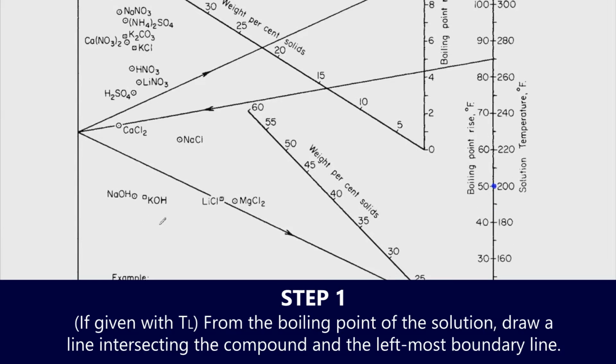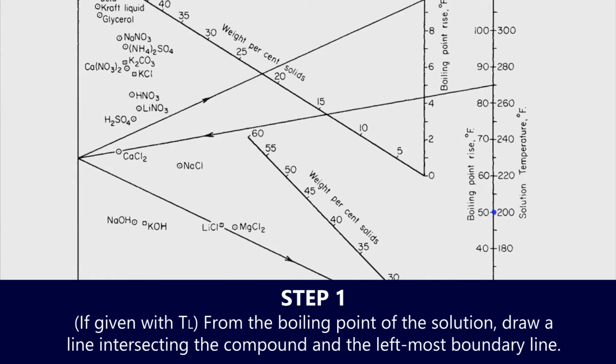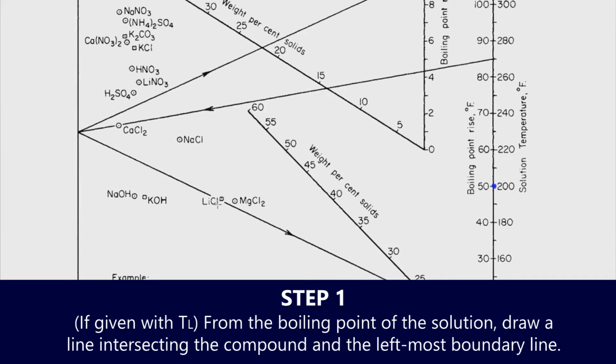So this is your sodium hydroxide. The first thing that you have to do is to intersect that point from 200 degrees Fahrenheit going to sodium hydroxide. So that is step 1. Just disregard the weight percent of sodium hydroxide first. Just connect this 200 to your component. So in this case, that's sodium hydroxide.